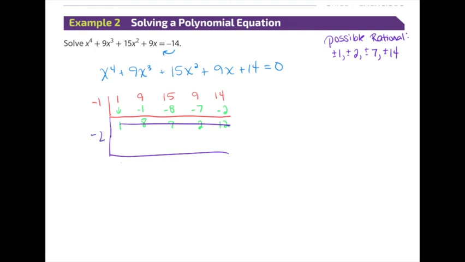So 1 down, right? Negative 2 up, 7. Negative 14 up, 1. Negative 2, 7. Negative 14. There we go. That one works. Does everybody see that? So I know one of my zeros then is negative 2. I know that's an option. Here's what else I know. I know that I still have an x cubed.